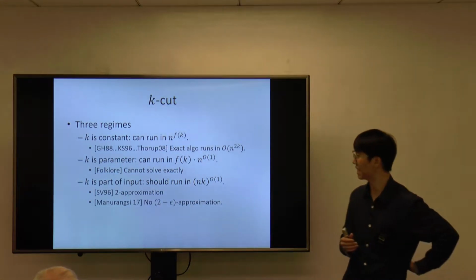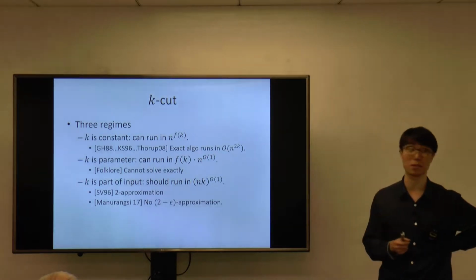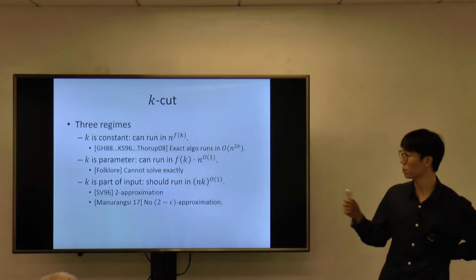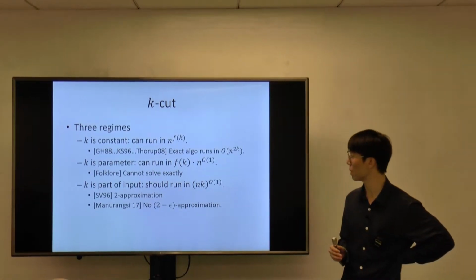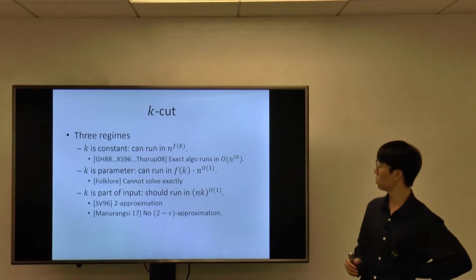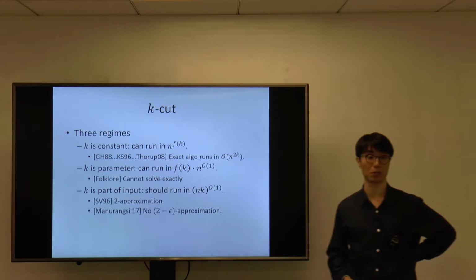And then very recently, Manurangsi showed that if we believe the small set expansion hypothesis, then actually this two approximation algorithm is tight. For any constant epsilon greater than 0, there's no 2 minus epsilon approximation. Okay? So in this case, it's more or less completely understood if you believe small set expansion.